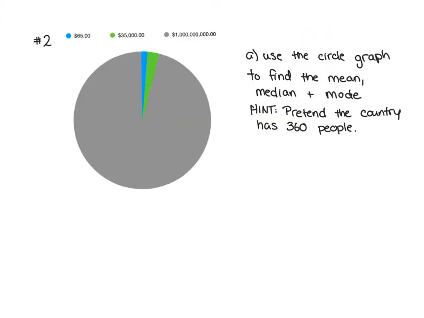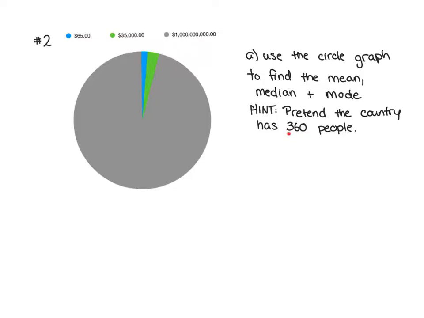Question 2 is going to give you a circle graph that is filled with data on kind of the annual incomes of people in a developing country. So once again, I have changed the numbers. I'll do a different set of equations with you, but it'll be the same format as your book. So the first question here is to use the circle graph to find the mean, median, and mode, and their hint is to pretend the country has 360 people.